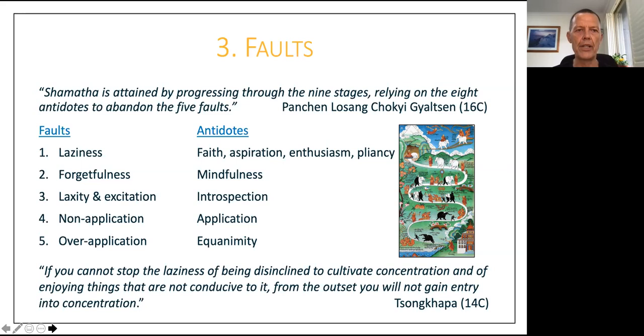In his Mahamudra text, in the Shamatha section, he says, shamatha is attained by progressing through the nine stages. And the nine stages are, we see very clearly drawn out here in this color diagram on this slide, this windy road all the way up to shamatha, which we'll start to look at later, that we can progress through these nine stages by relying on the eight antidotes to abandon the five faults. So let's have a look at these five faults and what the eight antidotes are.